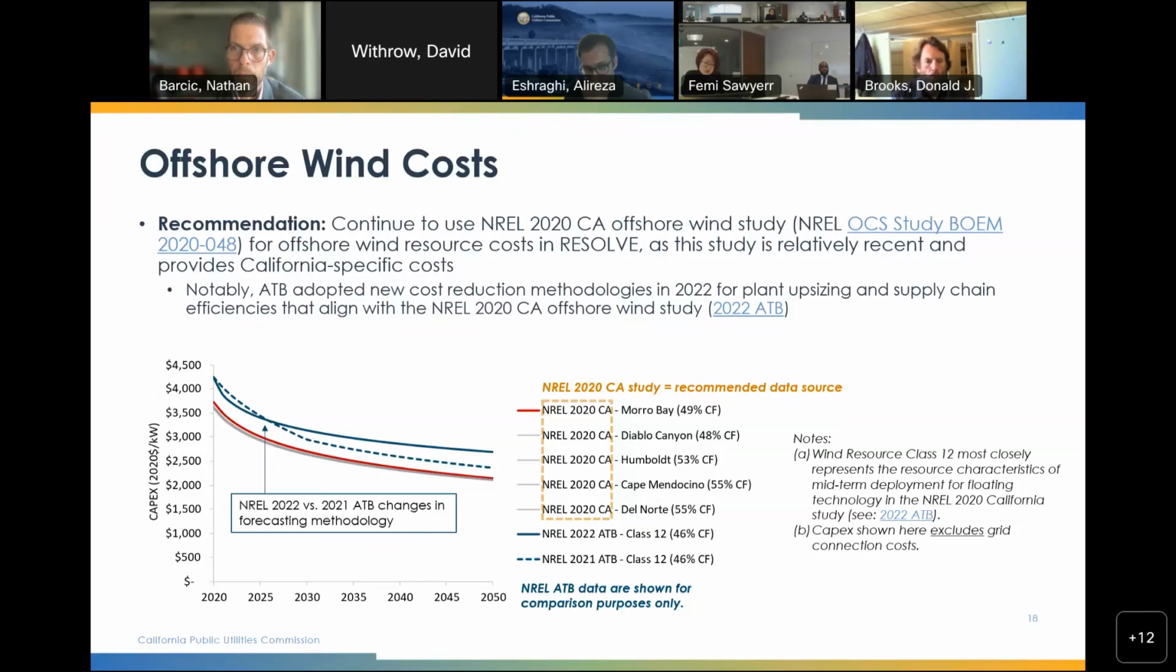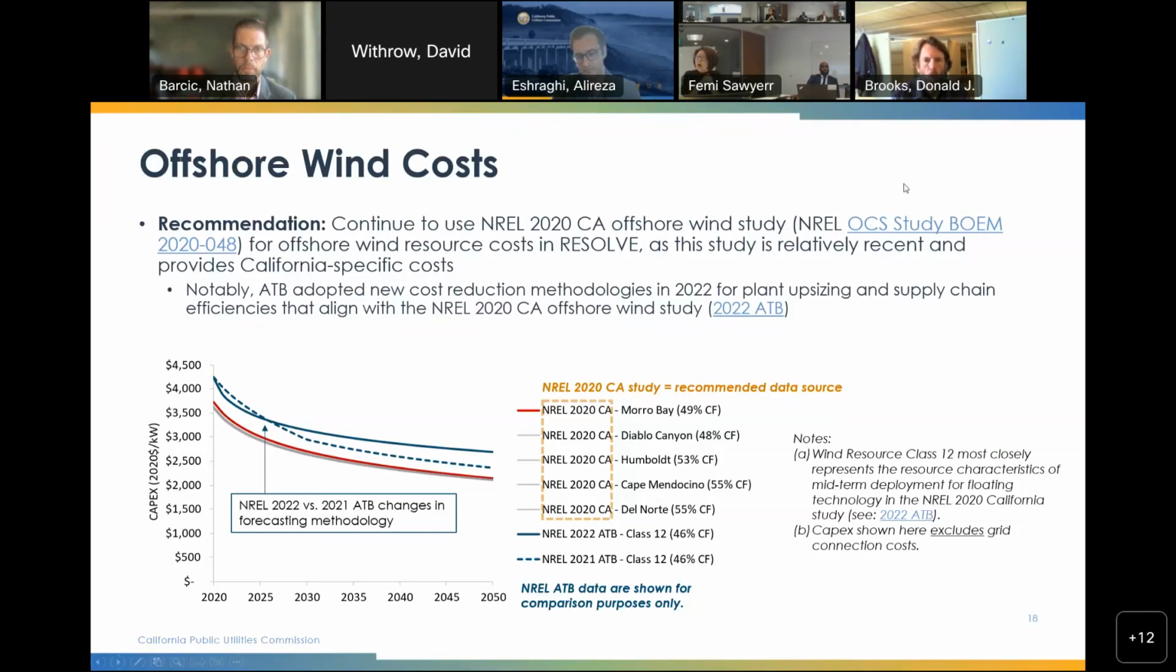So we can see that the NREL ATB cost trajectories or cost decline rates are pretty similar to the NREL California study for offshore wind. And this is because the latest ATB has adopted the cost reduction methodologies used in the NREL California offshore study. And this means that there is some alignment in the methodology between the 2 studies.